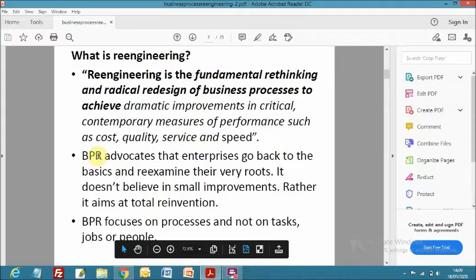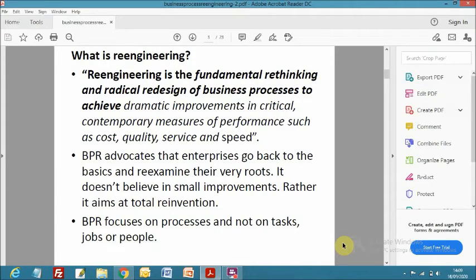Business process reengineering advocates that enterprises go back to the basics and re-examine their very roots. What are our processes and how can we change them, where is the change required? Where are the bottlenecks for the change? It does not believe in small improvements. Business process reengineering is not small improvements, not incremental innovations. It is reinvention. And BPR focuses on processes, not on tasks, jobs, or people.